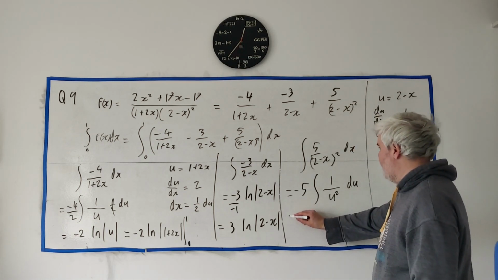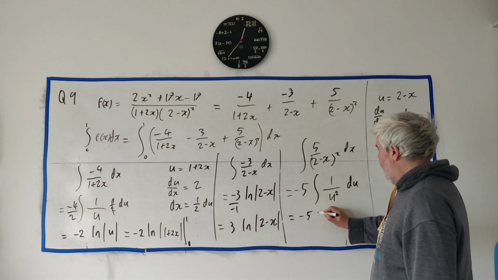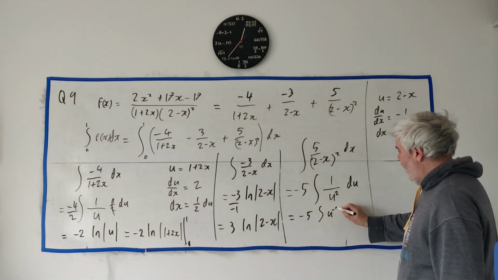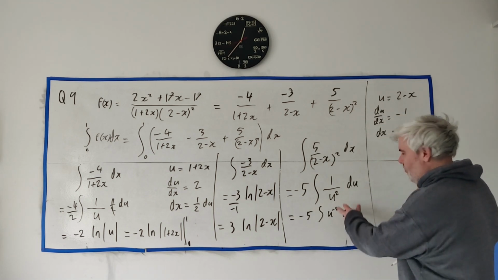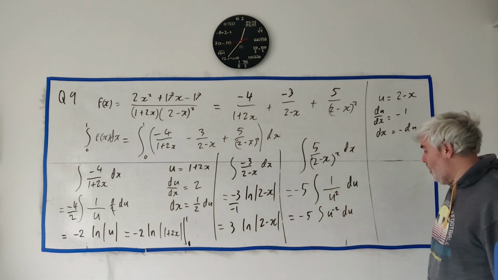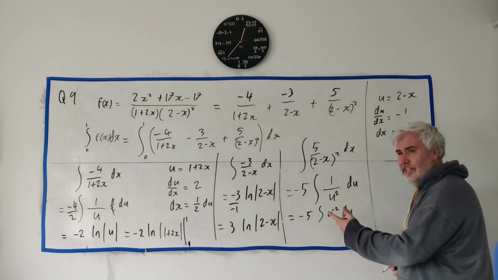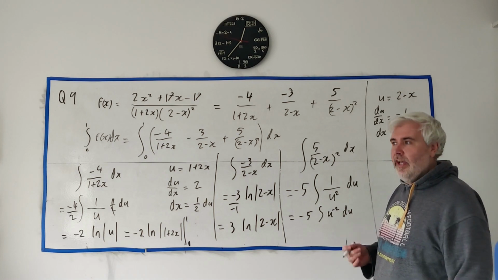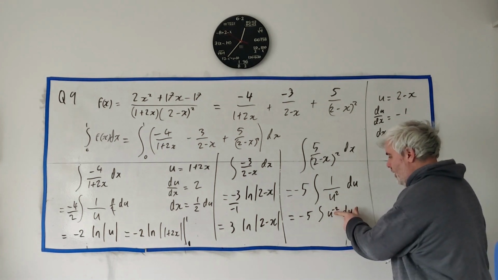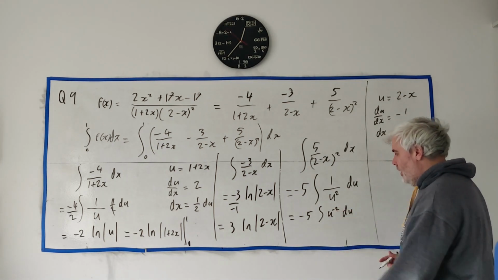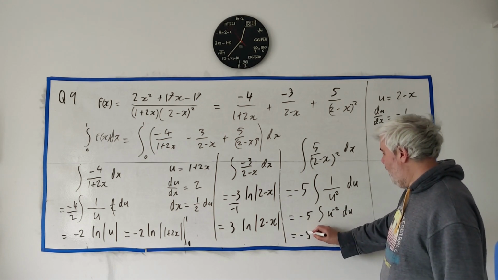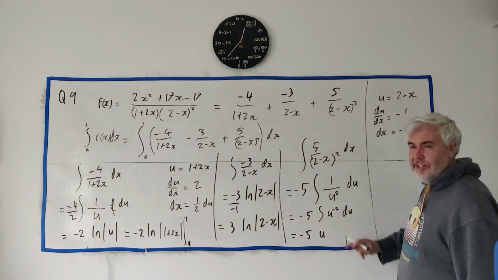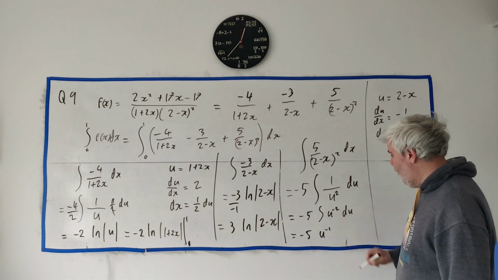I like to write this as minus 5, u to the minus 2 du. You don't have to. I just prefer doing it this way because it's easier to remember. Integration just adds a number to this power. So we end up with minus 5. What's minus 2 plus 1? It's minus 1.